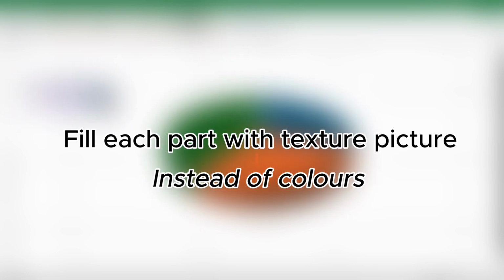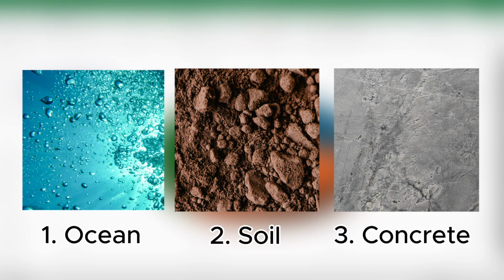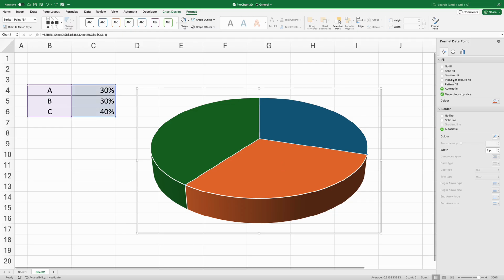We have downloaded 3 pictures representing 3 segments in the pie chart. The first one is ocean, the second we will use soil, and third one is concrete. Let me show you how to do it.